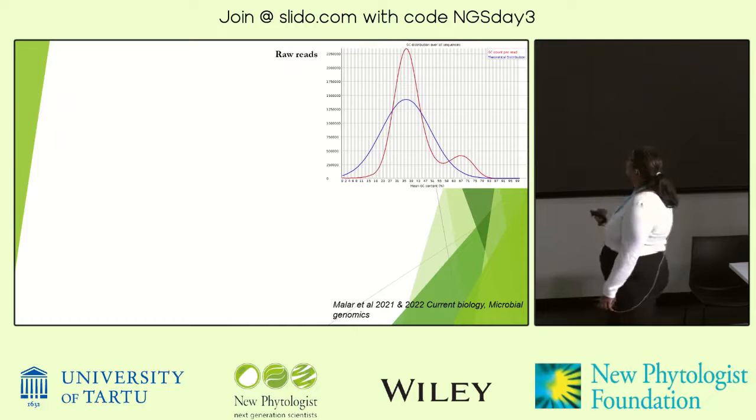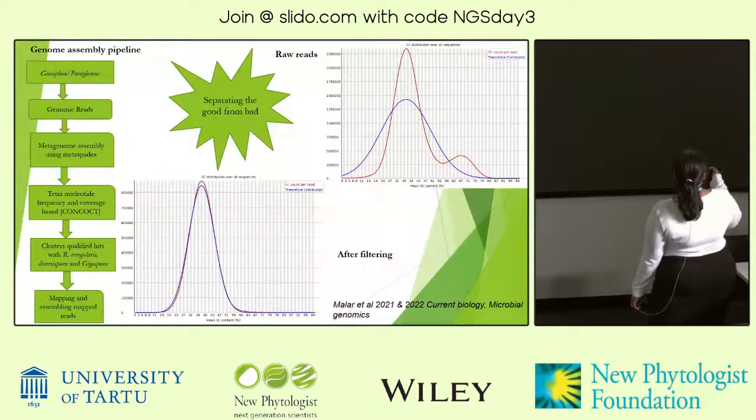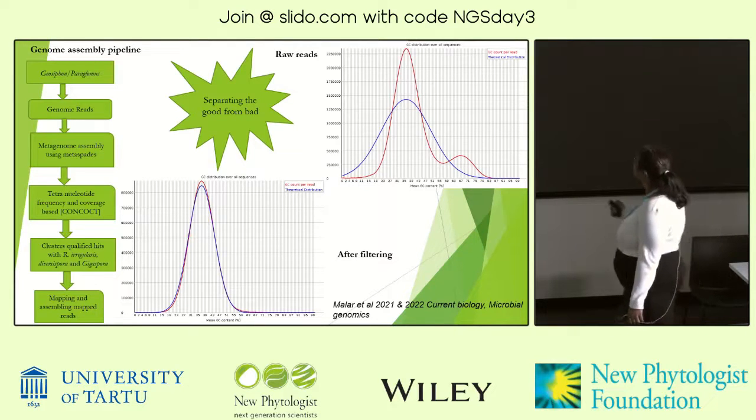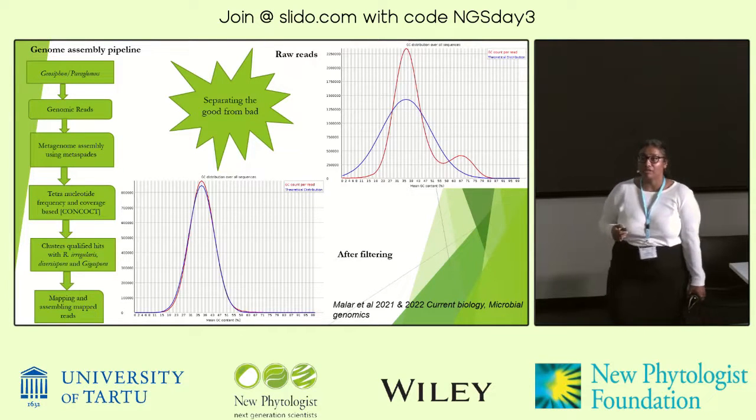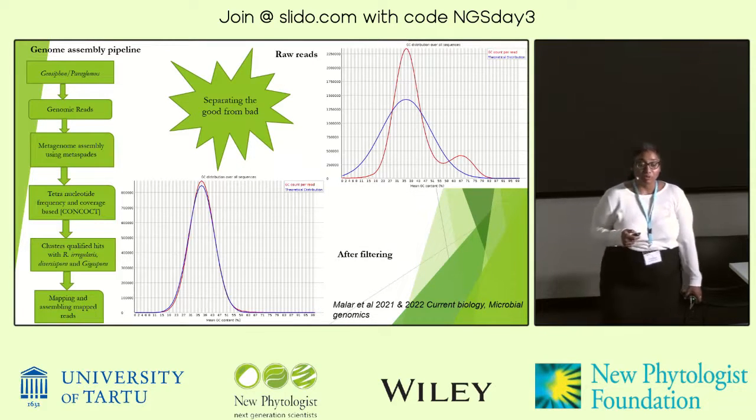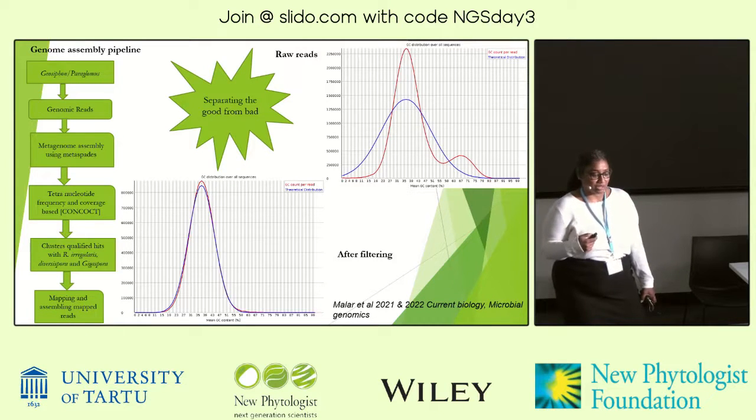If you look into this data, you can see there is a bimodal distribution in the sequence data. It is because the sequencing reads are coming from the whole sample, from the soil and everything. It contains all other organisms. So this is how it looked before filtering and everything.